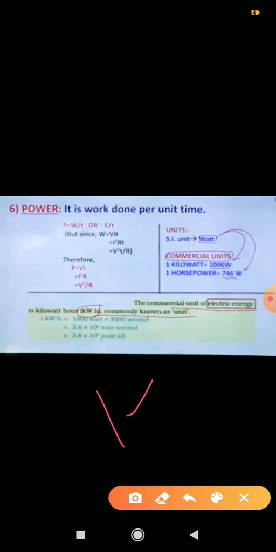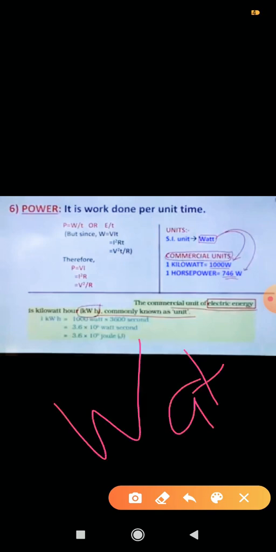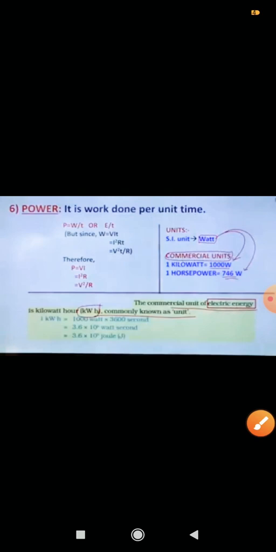And let's move ahead. Yes, here the commercial unit of power is the kilowatt, kWh or kW, and the SI unit of power is the watt. And for the commercial unit, horsepower: 1 horsepower, 1 HP, is equal to 746 W, and 1000 watt is equal to 1 kilowatt. And there is also the kilowatt hour.